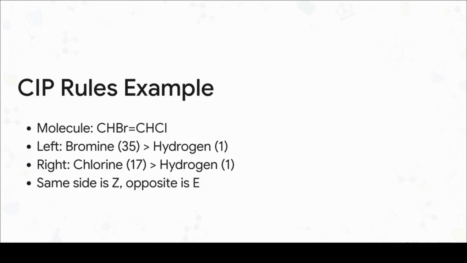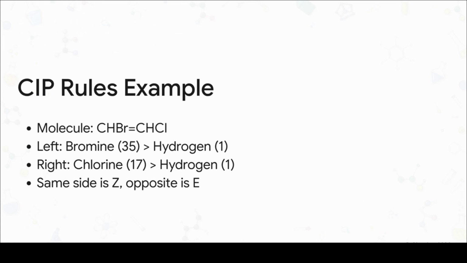Let's actually walk through this using a real molecule. CHBr=CHCl. Okay, let's check the left carbon first. It is attached to a bromine and a hydrogen. Bromine has an atomic number of 35, which easily beats hydrogen's atomic number of 1. So bromine takes top priority on the left. Now for the right carbon. It's attached to chlorine and hydrogen. Chlorine's atomic number is 17, again crushing hydrogen's 1. So chlorine gets top priority on the right.